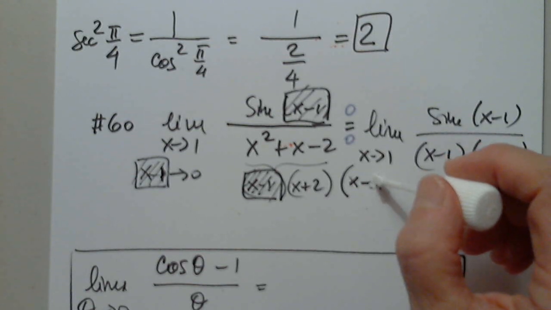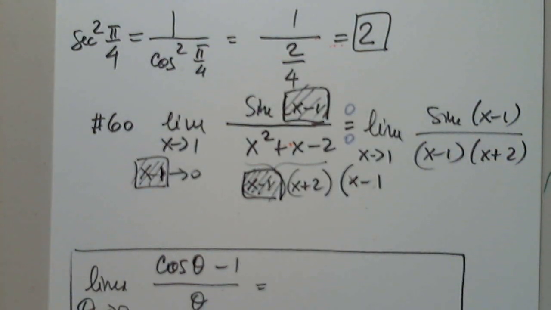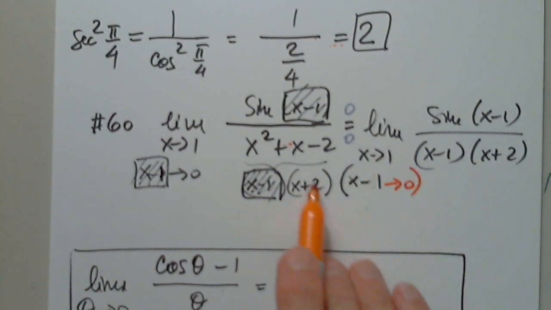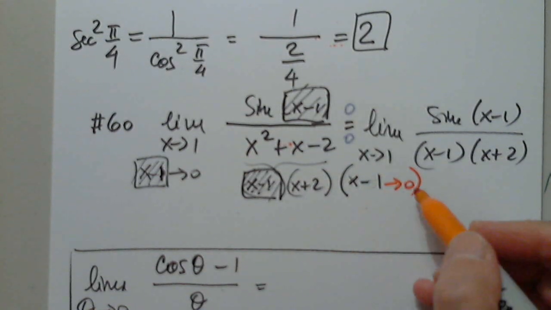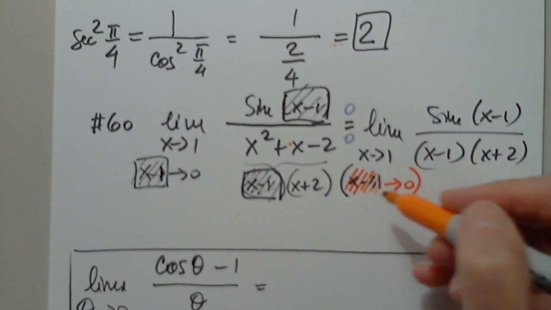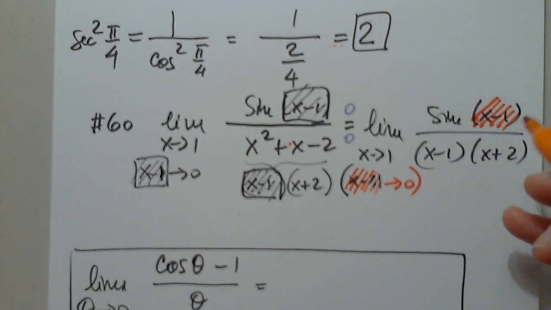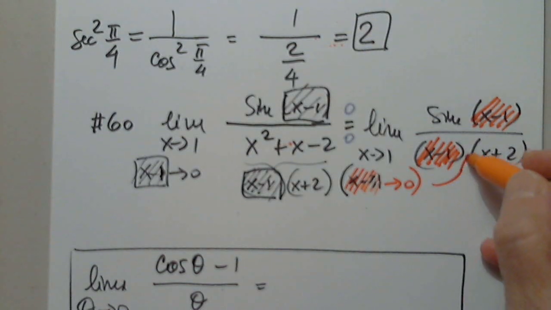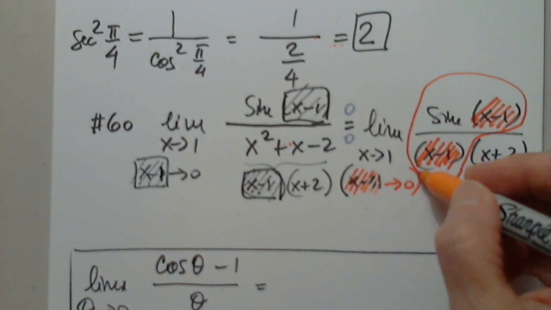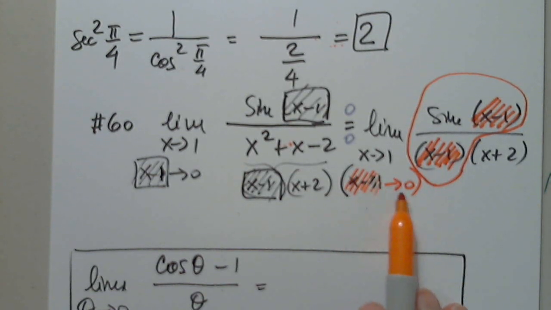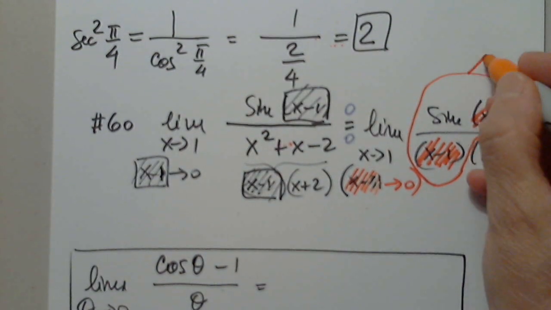1 approaches 0. When x approaches 1, subtract 1 from both sides, x minus 1 approaches 0. So, where is this going? When x approaches 1, or x minus 1 approaches 0, where is this going?